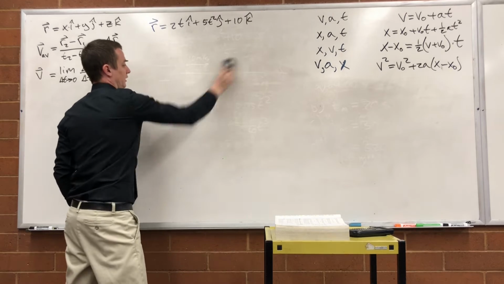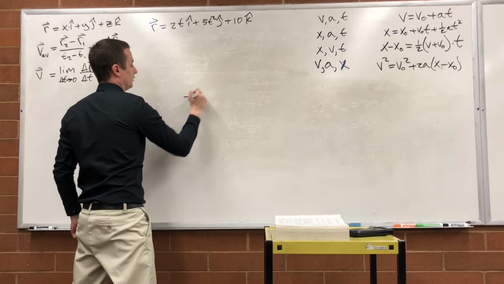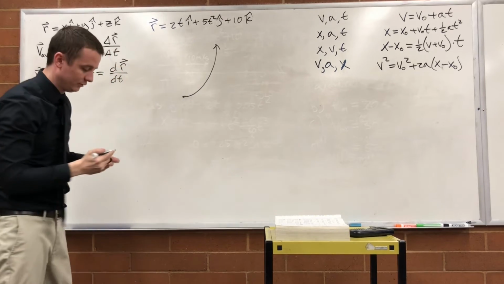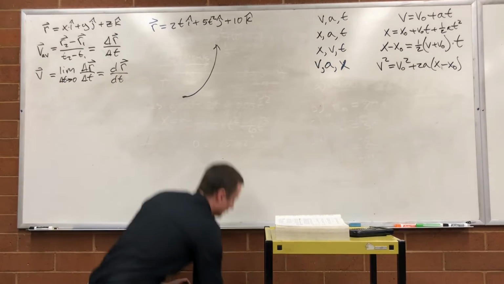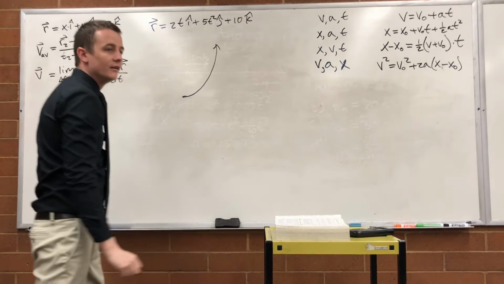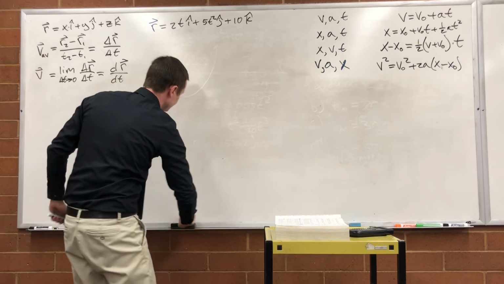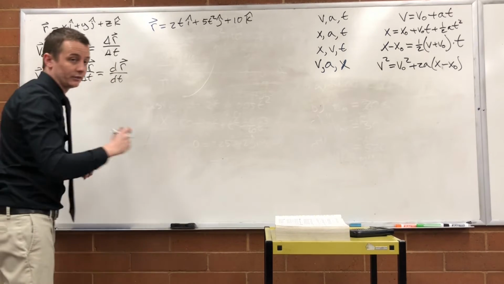More parabolic than that. Something more like this. Where this is your x, that's your y. And the z coming out of the whiteboard is 10. The whiteboard is at z equal to 10. So it looks something like that. That's your position vector. Anyways, so what would your velocity vector then look like?